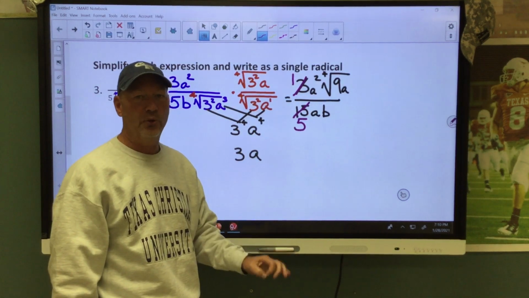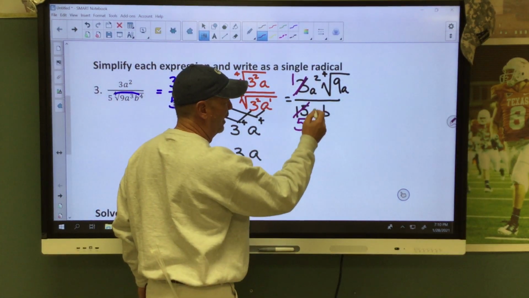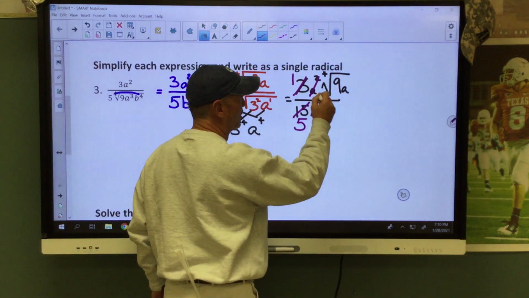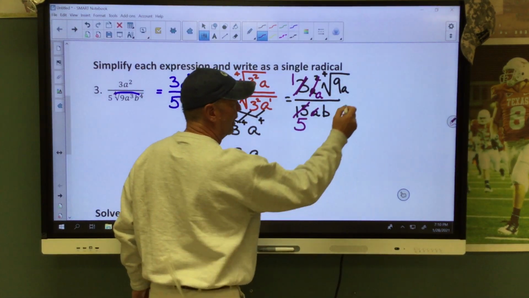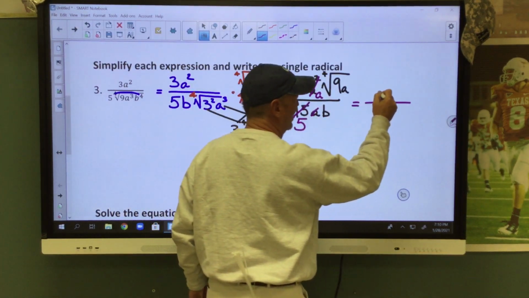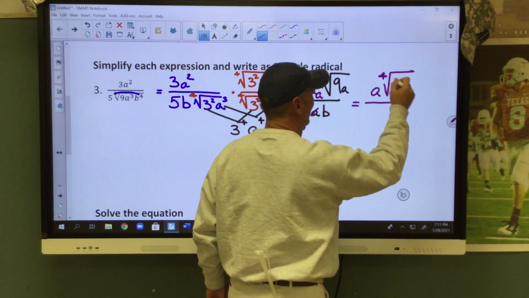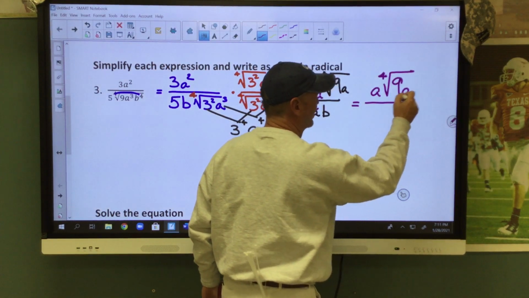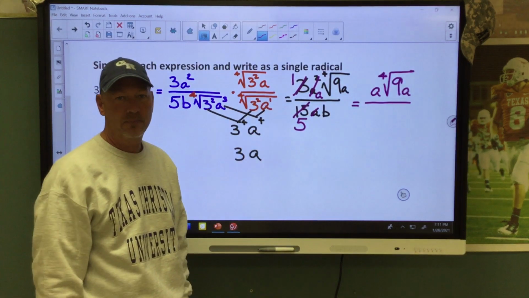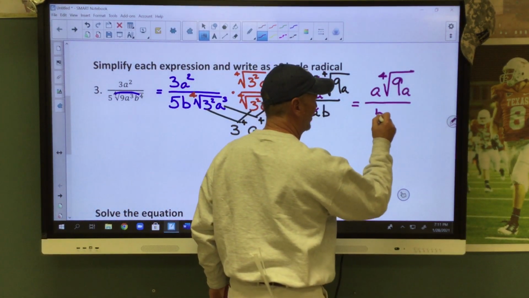I can also reduce my a's. I have a to the second over a. This can reduce to where there's just an a at the top. This will leave me with an a at the top, the fourth root of 9a. All that is my numerator. In the denominator, I'm left with 5b.